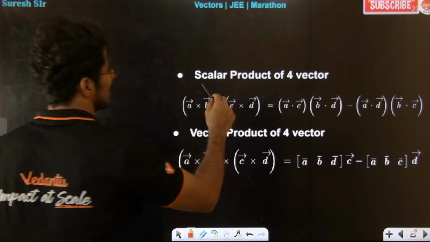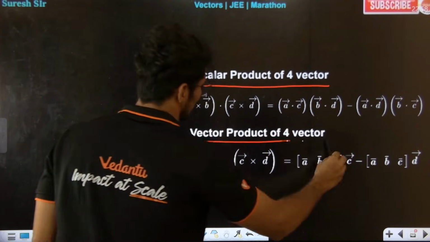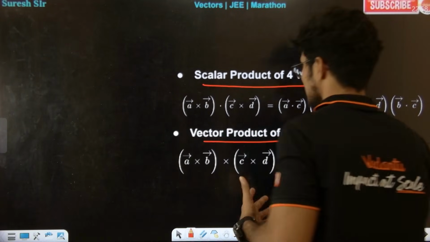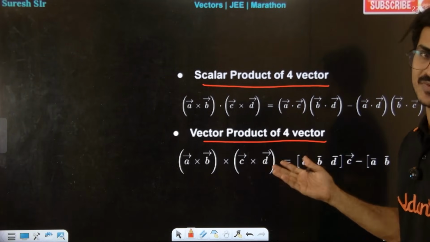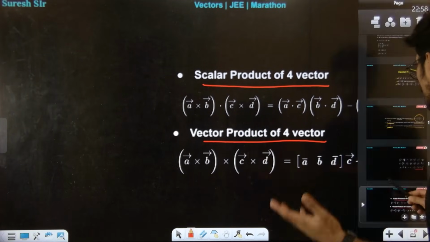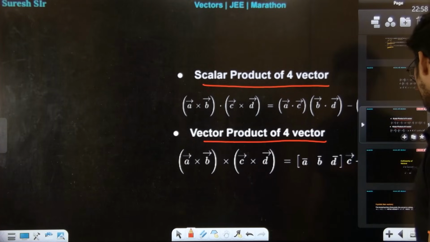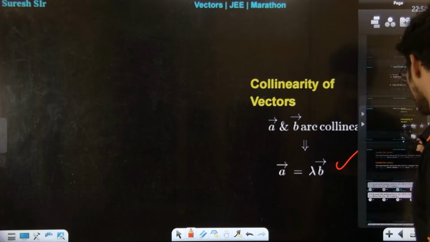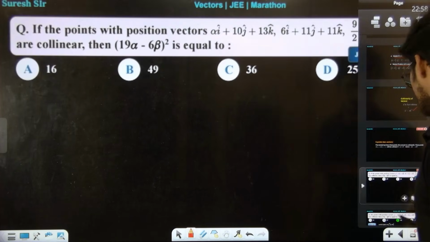For the scalar product of 4 vectors, I have also given it. The vector product of 4 vectors also I have given. Please go through this, it is very simple. We don't use this much in JEE Mains, in fact, but still you should go through this. Now, collinearity of vectors, we already studied this, not required. Now next we'll see the question.